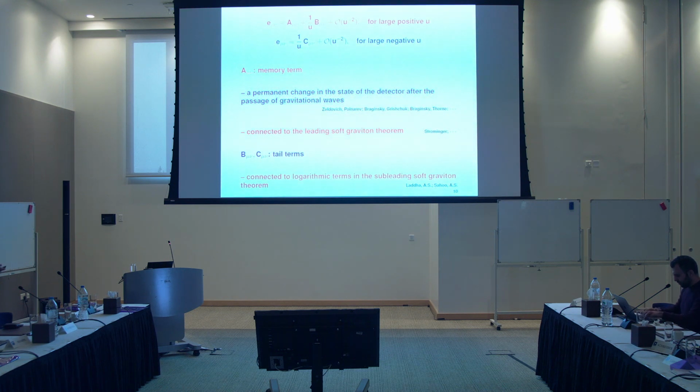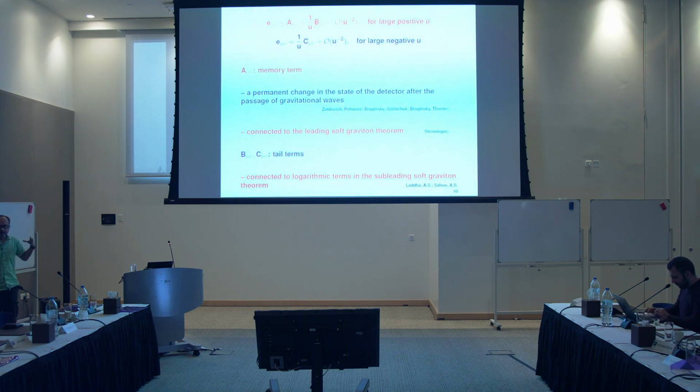Okay. So, here is the formula again, the formula for E mu nu. This A mu nu is what is known as the gravitational memory. It is called gravitational memory because what it represents is a permanent change in the state of the detector after the passage of the gravitational wave.